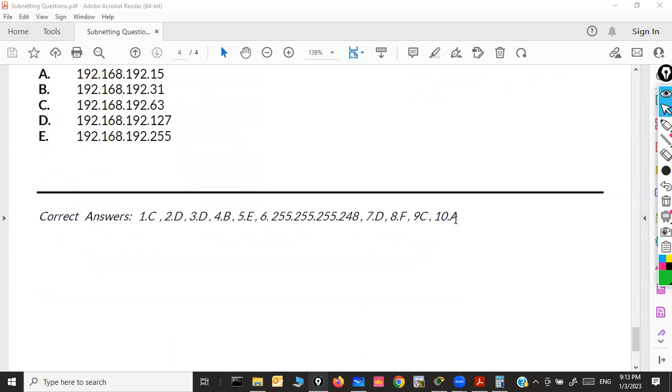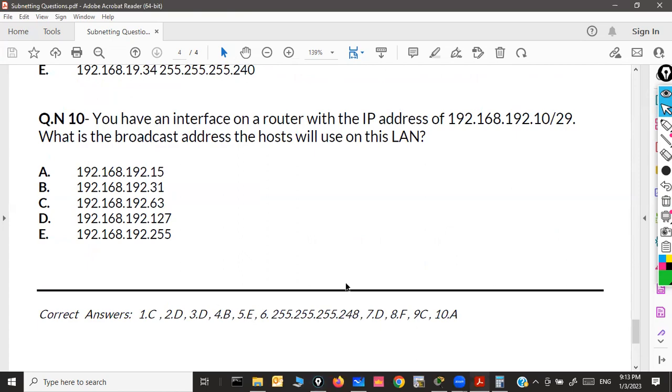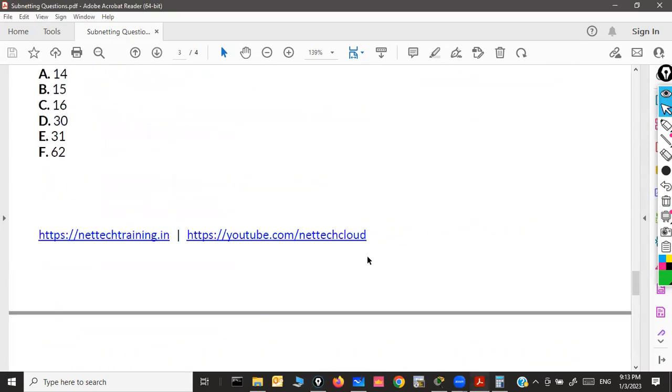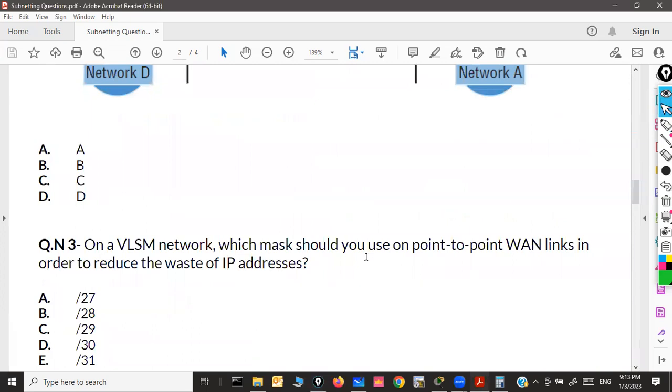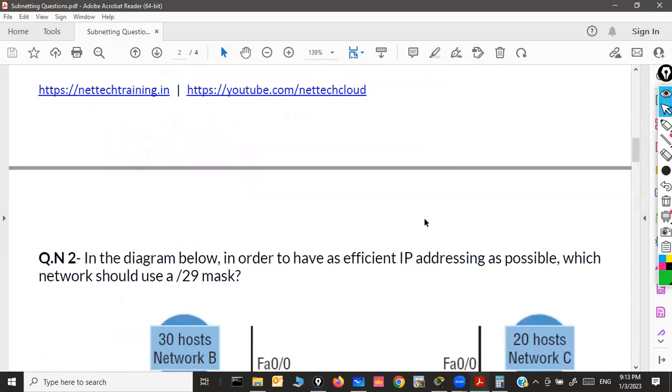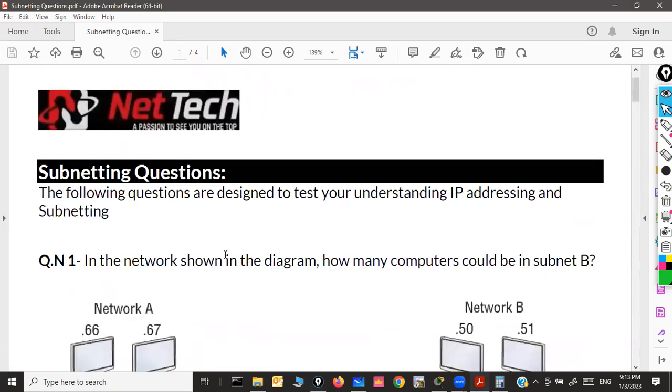I think it was the last question. The answer is also written here, so you can match your answer. We have almost done some exercises based on subnetting, and I will share this PDF again so that you can go through all the questions one more time, from question number 1 to question number 10.